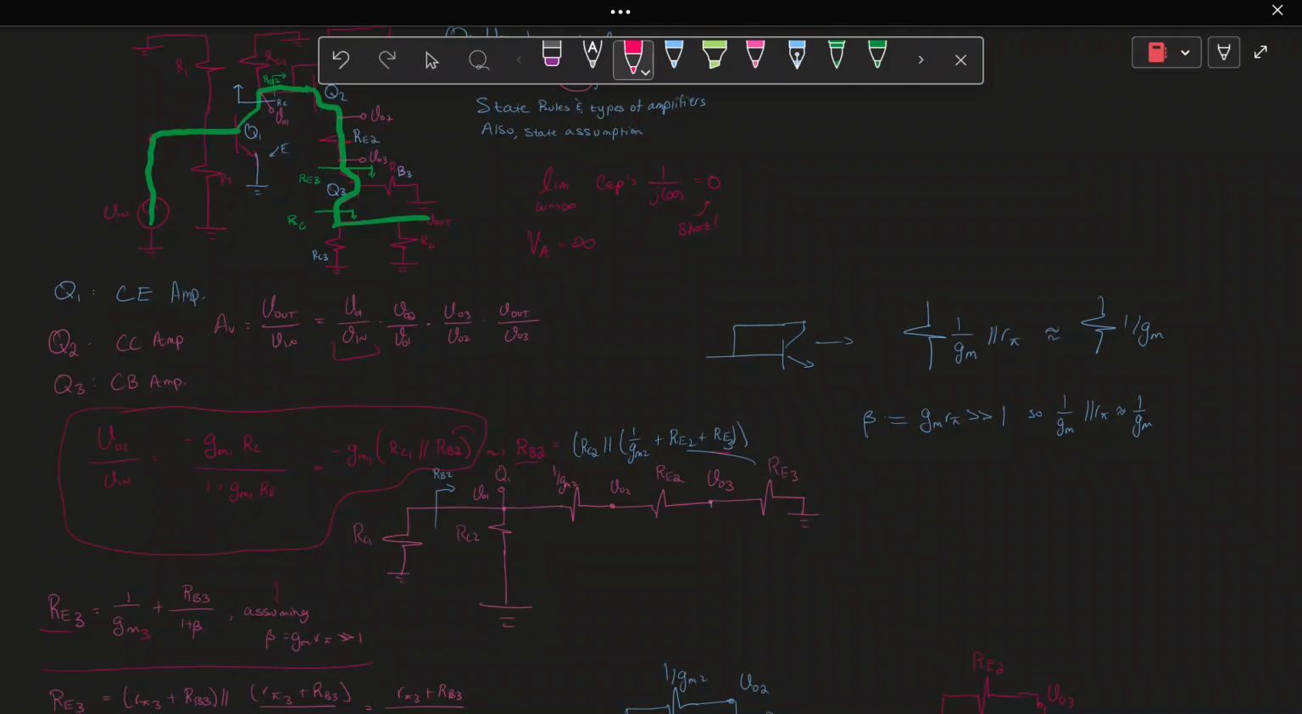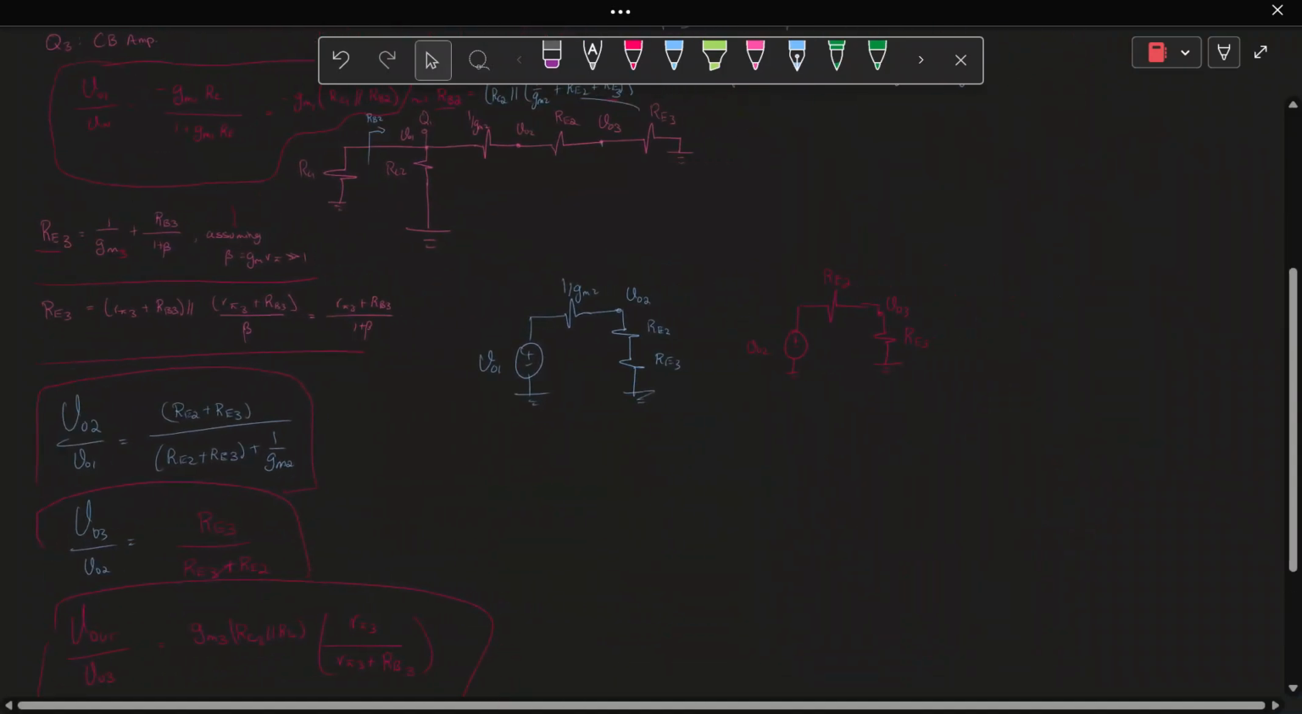Then that would be our equation for VO1 over Vn. Of course, at the end, we'll multiply everything. Make sure you have all of your equations in terms of something that is known.